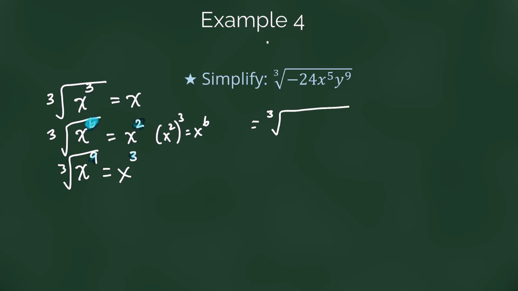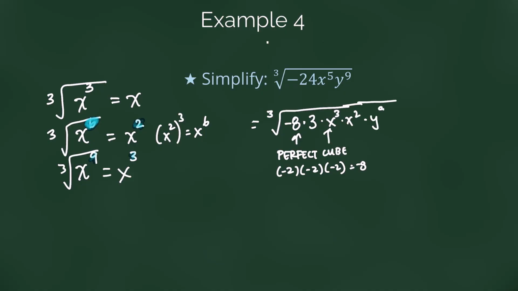So first of all, negative 24 is negative 8 times 3. Now I did that because this is a perfect cube, because negative 2 times negative 2 times negative 2 is equal to negative 8. So I have negative 8 times 3, and then x to the 5th I can write as x cubed times x squared. That one's also a perfect cube. And then y to the 9th is all by itself a perfect cube. So I have a couple of perfect cubes in here. So now I'm going to split this up.